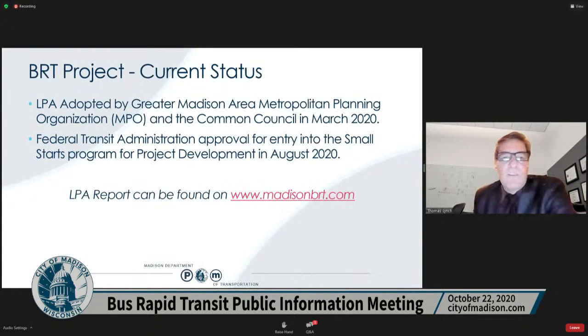The bus rapid transit current status: the LPA, which is an acronym for Locally Preferred Alternative, was adopted by the Greater Madison Area Metropolitan Planning Organization and Madison's Common Council in March of 2020. The Federal Transit Administration, the FTA, gave us approval to enter into the Small Starts Program project development in August of 2020. And then we submitted our project for project rating August 28th of just this year.